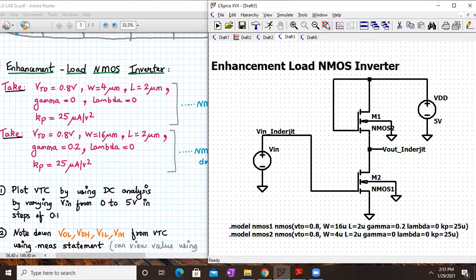Fine. Now, why the gamma? Gamma is the body bias coefficient. So for NMOS 1, if you see, the source and the body are connected at the same potential. So VSB is 0. Whereas in the case of NMOS 2, your body is at ground, but your source is not at ground. So VSB is not equal to 0. That's why we added the gamma term over here. I hope that this point is clear.